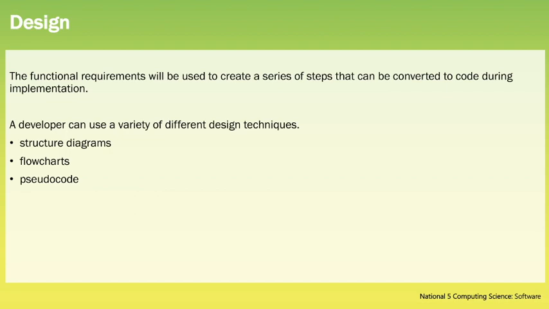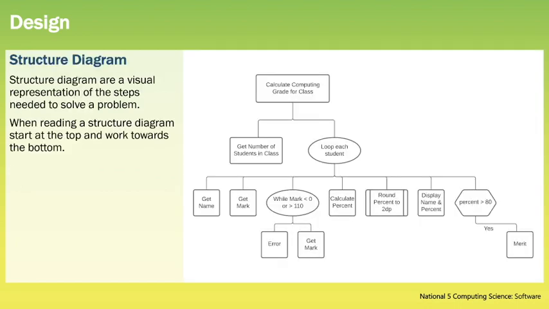The design stage is where we will use that analysis to break down our program into steps. And these steps can then be converted into code during implementation. A developer can use a variety of different design techniques, including structure diagrams, flowcharts, and pseudocode. At National 5, you need to be able to read and understand all three design notations. However, you are only expected to be able to write one of these in the exam and in the coursework.